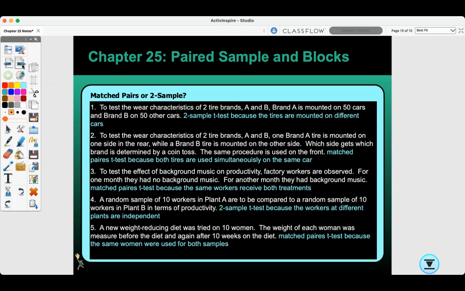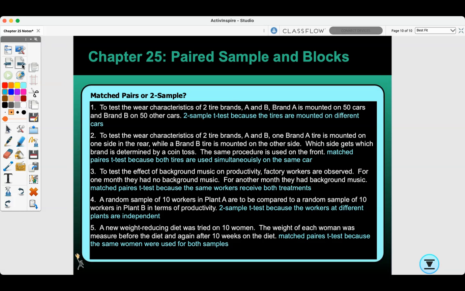Number 2, to test the wear characteristics of two tire brands, A and B, one brand A tire is mounted on one side in the rear, while a brand B tire is mounted on the other side. Which side gets which brand is determined by a coin toss. The same procedure is used on the front. This would be a matched pairs t-test because both tires are used simultaneously on the same car. Number 3, to test the effect of background music on productivity, factory workers are observed. For 1 month, they had no background music. For another month, they had background music. This would be a matched pairs t-test because the same workers received both treatments.